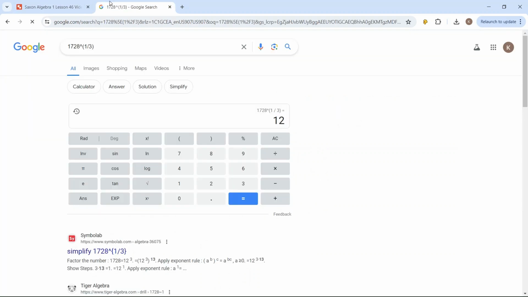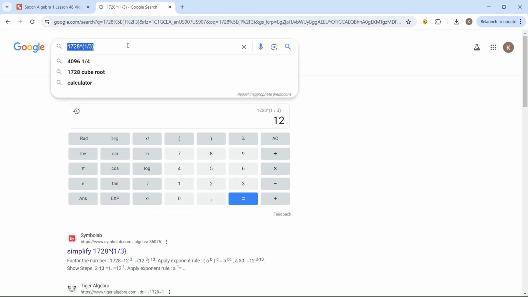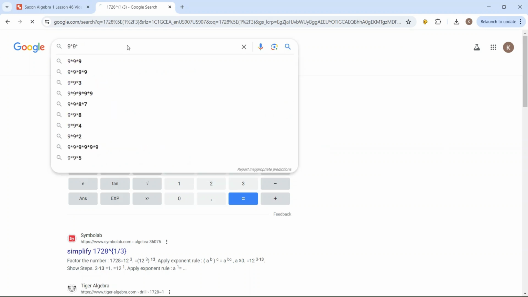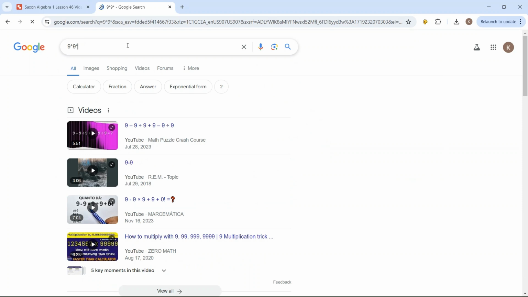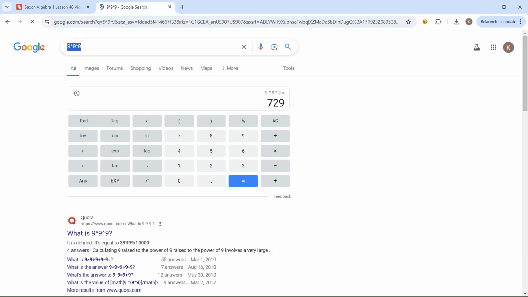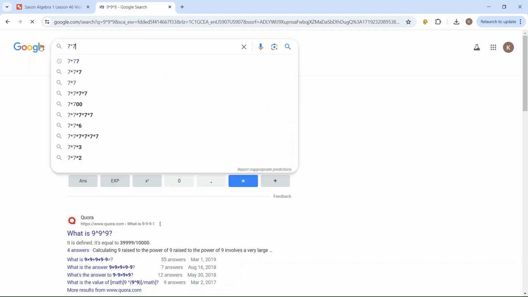What about negative 343? I don't know what I have to multiply by itself. Now, here's one way you could do this. 343 is a pretty small number. I wonder what 9 times 9 times 9 is. Let's see if we can do 9 times 9 times 9. 729. Okay, so that's too big. I know it's not going to be 5. Let's try 7 times 7 times 7.